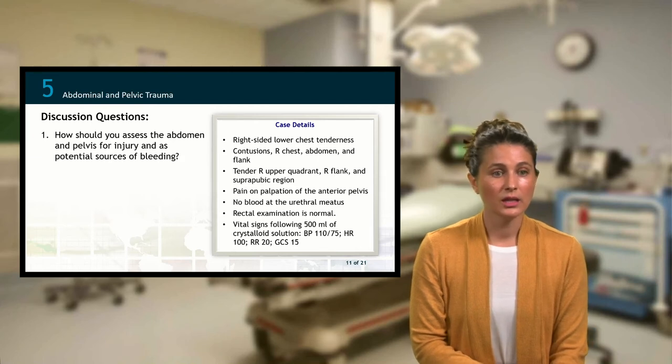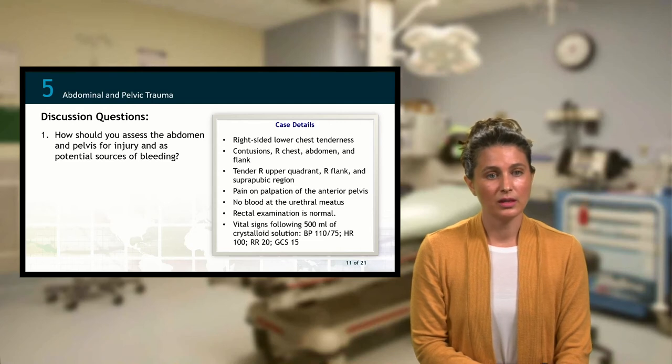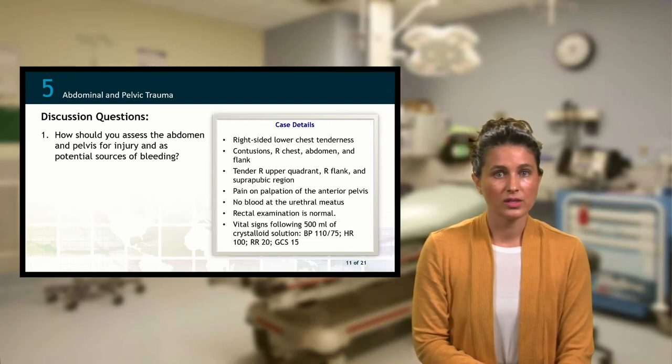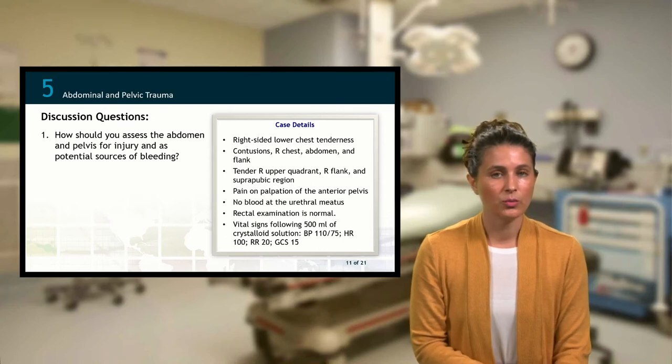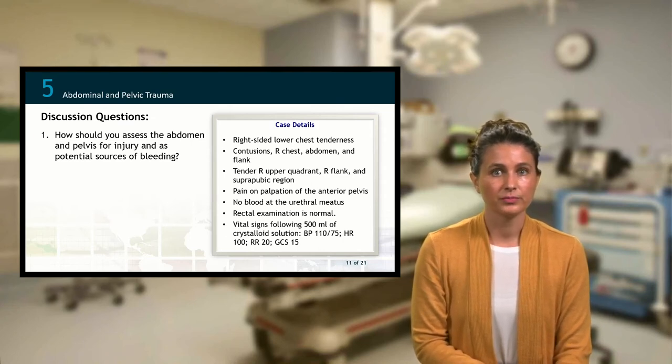You need to completely disrobe and roll the patient to be able to see all the areas of the abdomen and pelvis. It is not simply an anterior exam while the patient is supine on the stretcher.